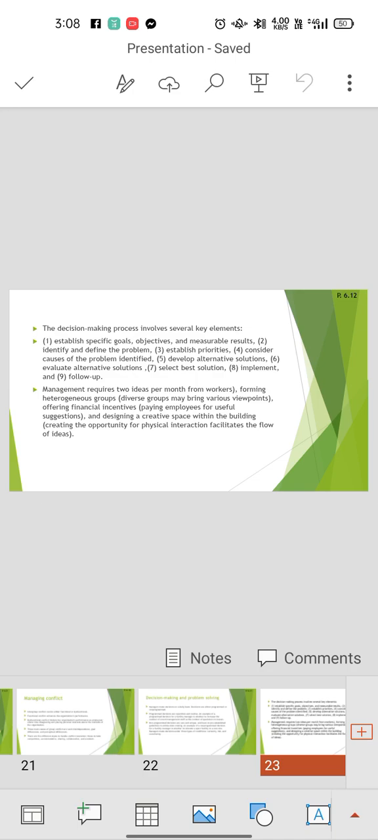Management requires two ideas per month from workers. Forming heterogeneous groups, since diverse groups may bring various viewpoints. Offering financial incentives, paying employees for useful suggestions, and designing a creative space within the building.